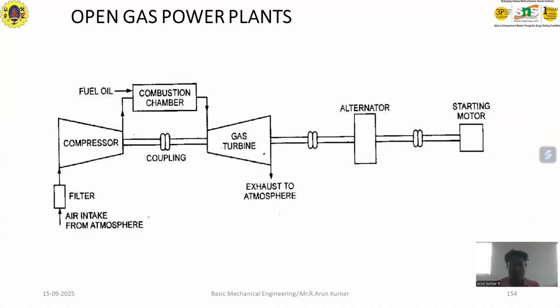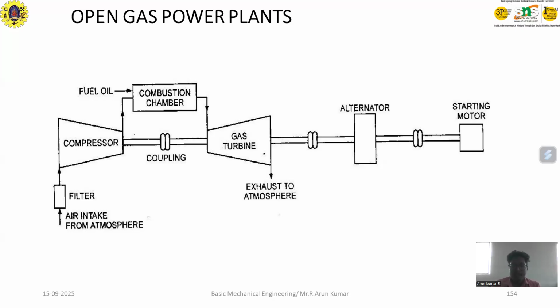Now we move on to the open gas power plant. The open gas power plant mainly consists of air and gas. These fluids enter the combustion chamber, and the exhaust gas is released into the atmosphere. It cannot be processed for recycling. That is the basic difference between the open cycle and closed cycle gas power plant. The main components for constructing the open gas power plant are the compressor, combustion chamber, gas turbine, alternator, and a starting motor.